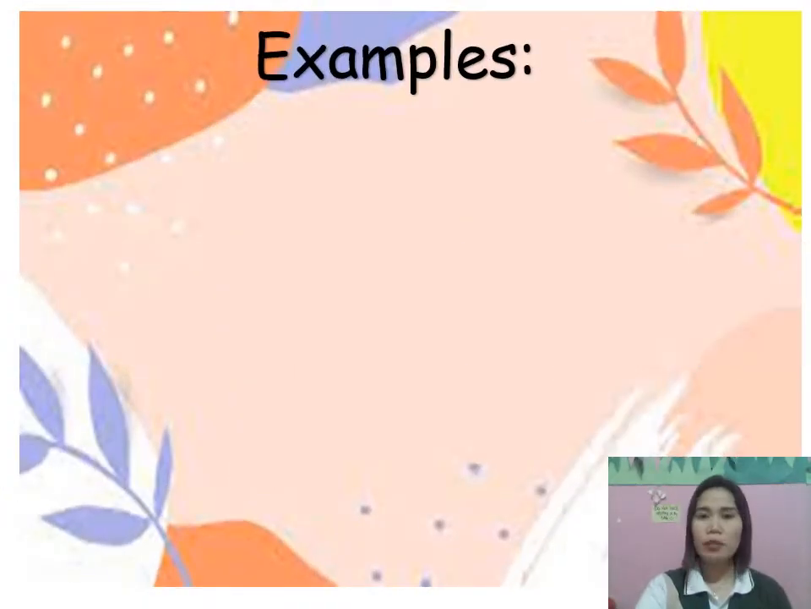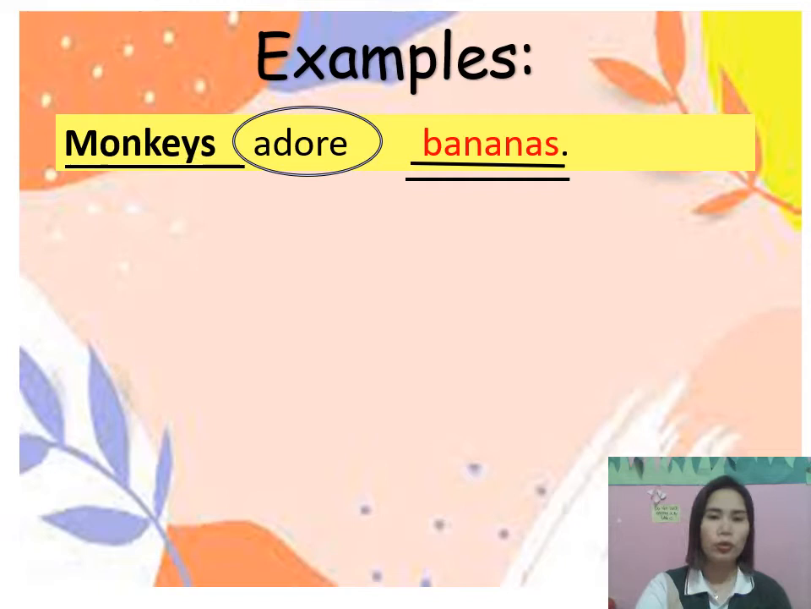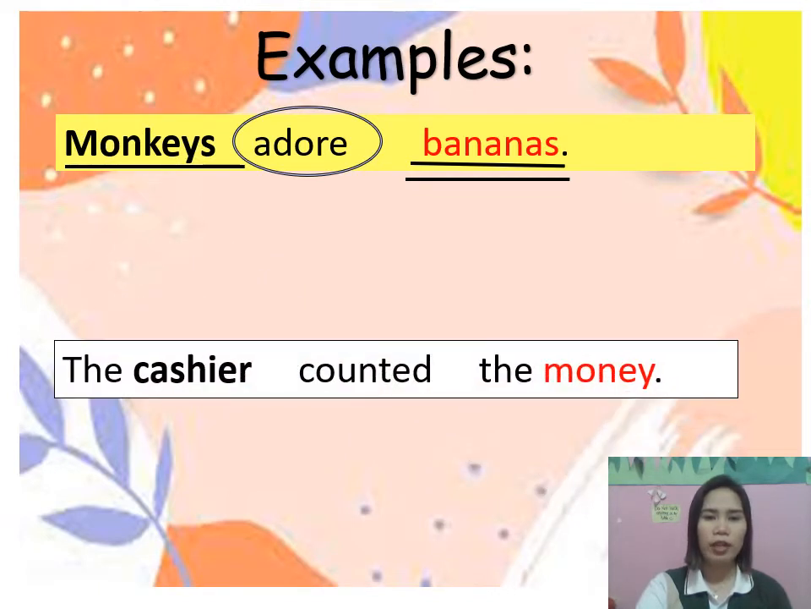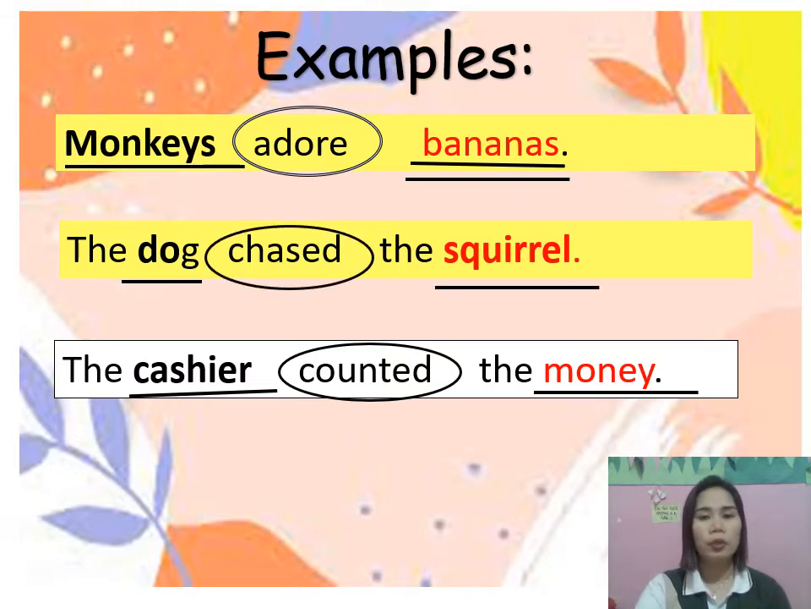Now let's have some examples of active voice. So first, monkeys adore bananas. So subject, monkeys. Okay, verb adore and bananas is the receiver or object of the verb. Next, the cashier counted the money. Okay, cashier is the subject, counted is the verb, and money is the receiver. Another one, the dog chased the squirrel. So dog is the subject, chased is the verb, and squirrel is the object. All right.